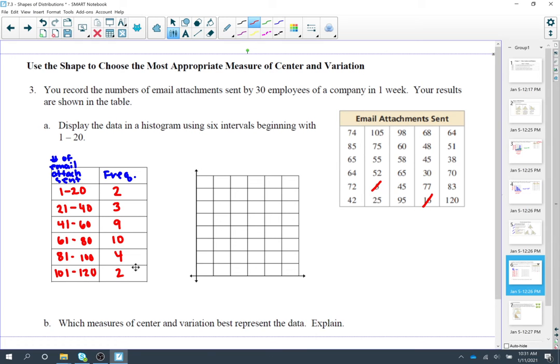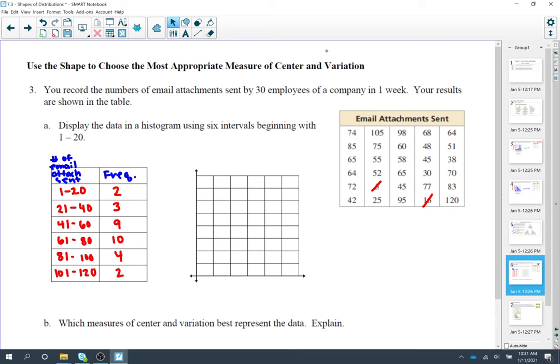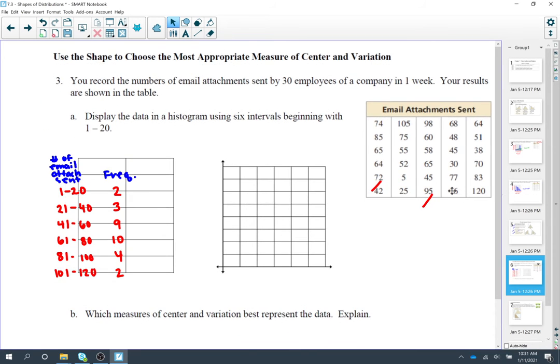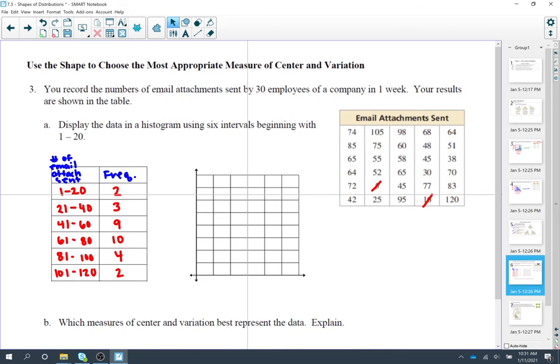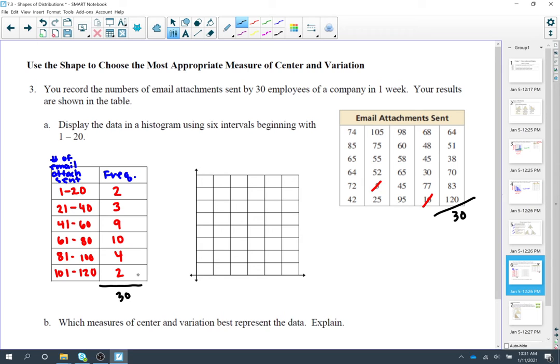Then the way you should check this when you're doing a frequency table is, if you add all of these, there are 30 numbers in this table. So if you add all of these, 2, 3, 9, 10, 4, 2, that's 30, which tells me I got all of my numbers. If you add these up and it doesn't match what's over here, you probably made a mistake.